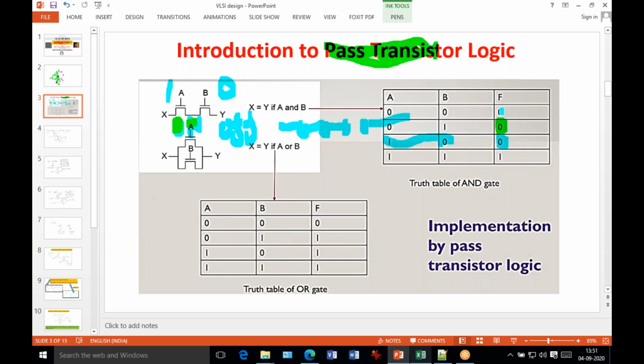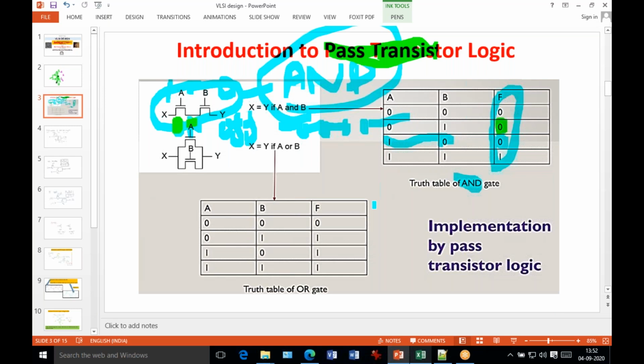Okay, so if you observe this combination of output, this is actually an AND gate. So this is the AND gate truth table. This whole circuit configuration is known as the AND logic. AND logic is designed by two transistors, both NMOS, and both are connected in series. Then the circuit configuration is like an AND circuit.